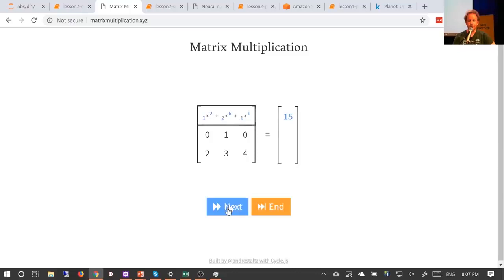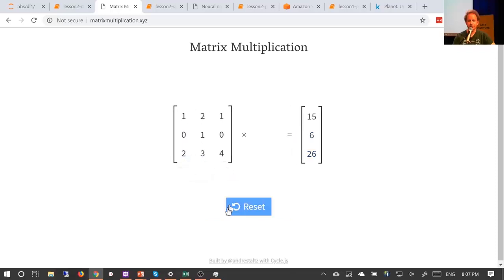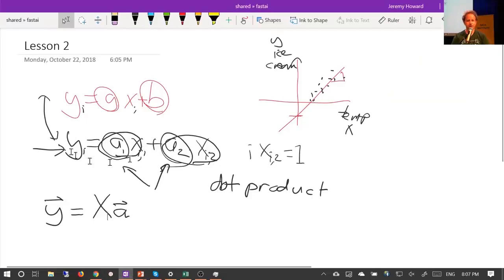That times that times that plus plus plus plus. That times that times that plus plus plus plus. That times that times that plus plus plus plus. Finished. That is what matrix vector multiplication does. In other words, it's just that, except his version is much less messy.